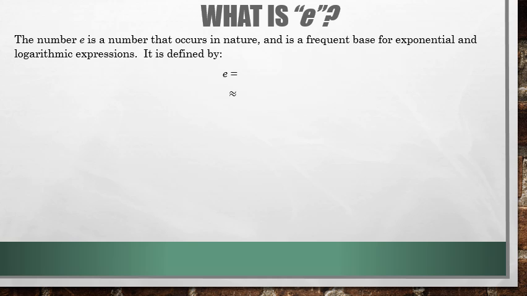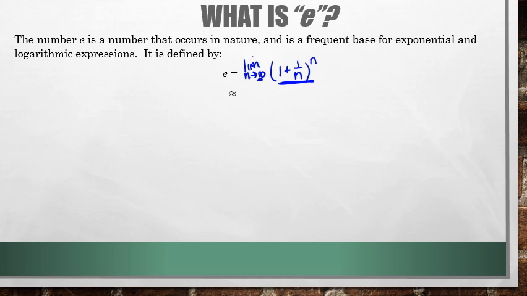The number e is a number that occurs in nature and is a frequent base for exponential and logarithmic expressions. It's defined by the limit as n approaches infinity of (1 plus 1 over n) to the n power. Remember what limit notation means: we're looking at this function as your n value gets extremely large and what that function is approaching.